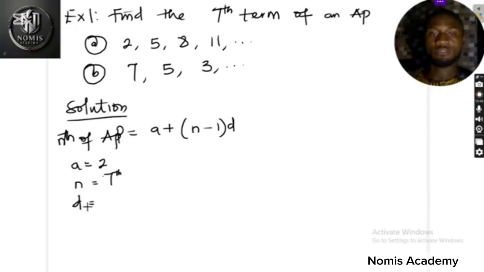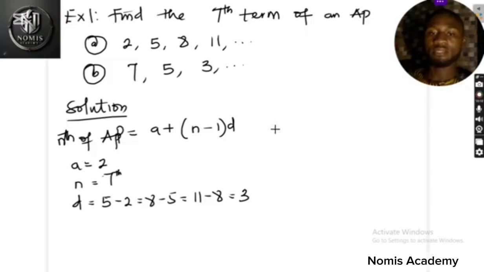The common difference is the second term minus the first term, which is the third term minus the second term, which is the fourth term minus the third term. So you will see here we have 5 minus 2, which is equal to 8 minus 5, which is equal to 11 minus 8, and that is definitely 3. Now we can apply our formula.